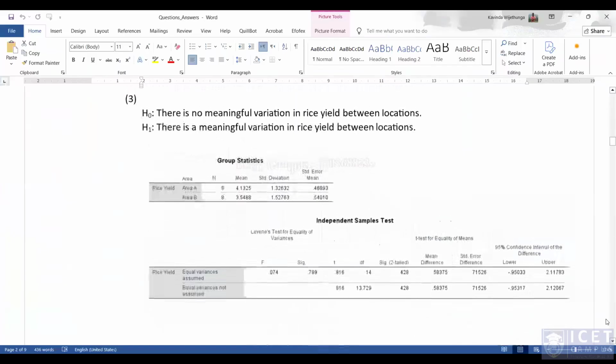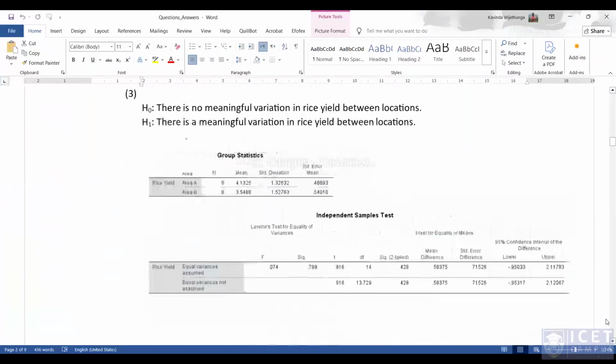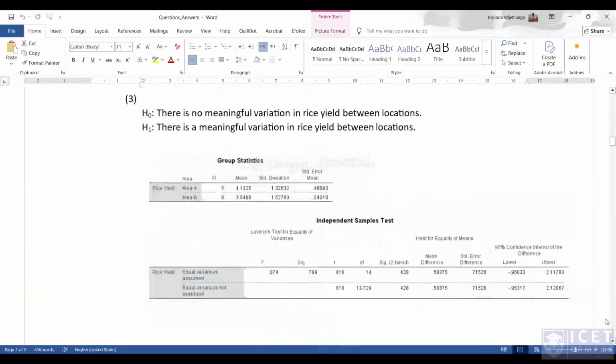Then we can write the null and alternative hypotheses. Null hypothesis: there is no meaningful variation in rice yield between the two locations. And the alternative hypothesis: there is a meaningful variation in rice yield between the locations.